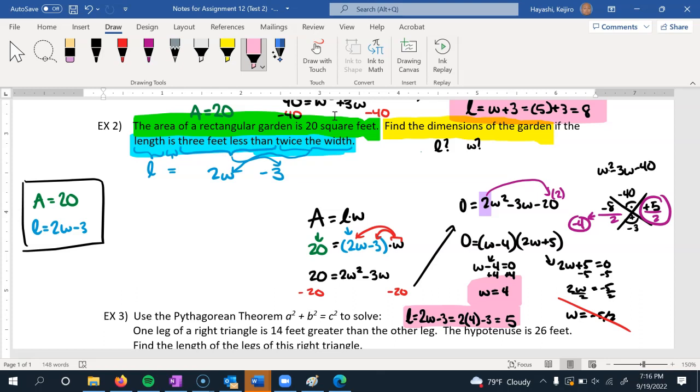Yeah, that sounds about right. 3 feet less than twice the width. And they multiply to an area of 20. So the width is 4, and as a result, the length is 5.